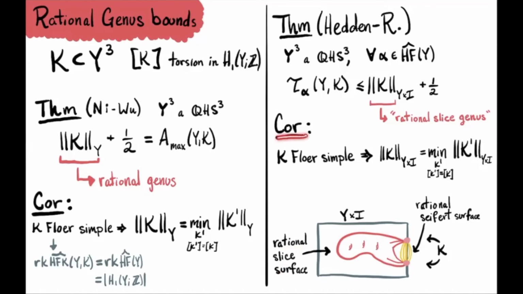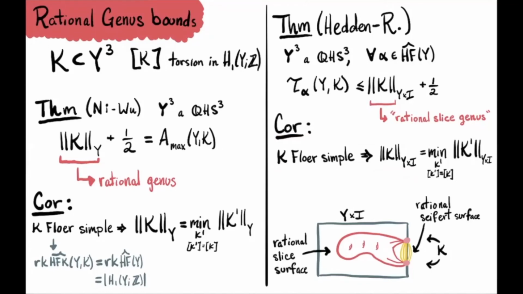And the corollary says, well, for Floer simple knots, that doesn't happen. So in particular, the rational slice genus of a Floer simple knot is minimal over all knots in the same homology class. And this goes along the general mantra, I guess, that Floer simple knots behave like unknots.